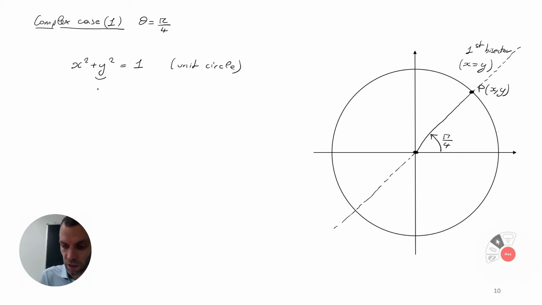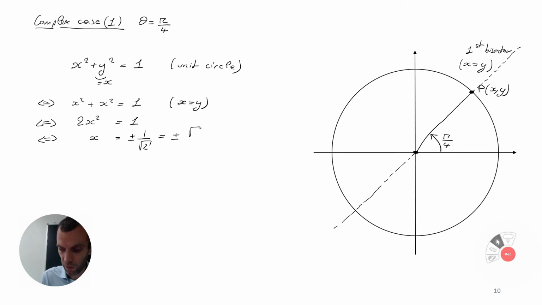And now, secondly, we're going to use the fact that y is equal to x. x squared plus x squared is equal to 1. So here we use that x is equal to y. Now we simplify that a little bit. We get 2x squared is 1, or x is equal to plus or minus 1 over square root of 2, which is plus or minus square root of 2 divided by 2.